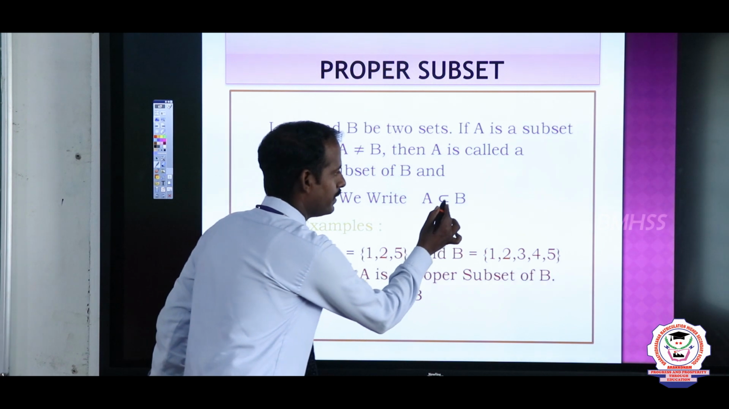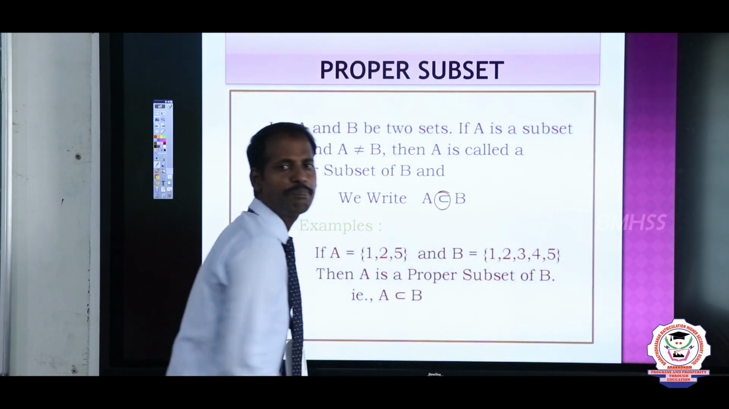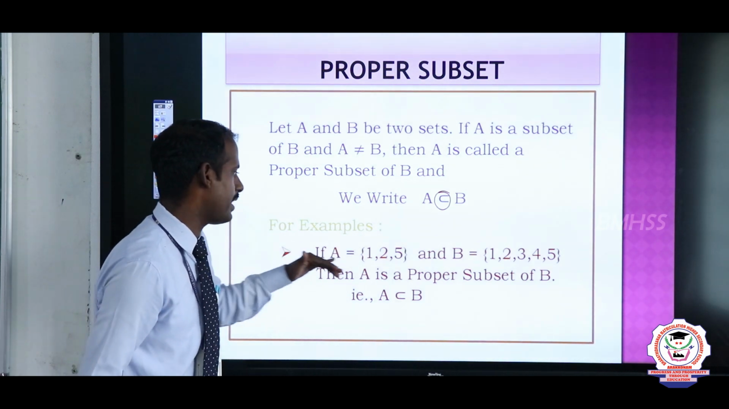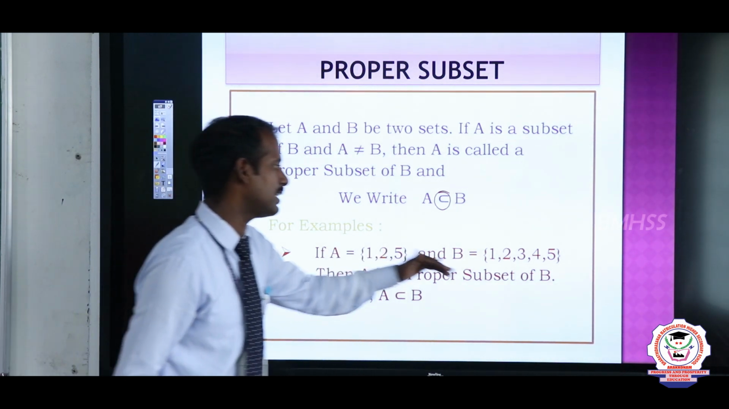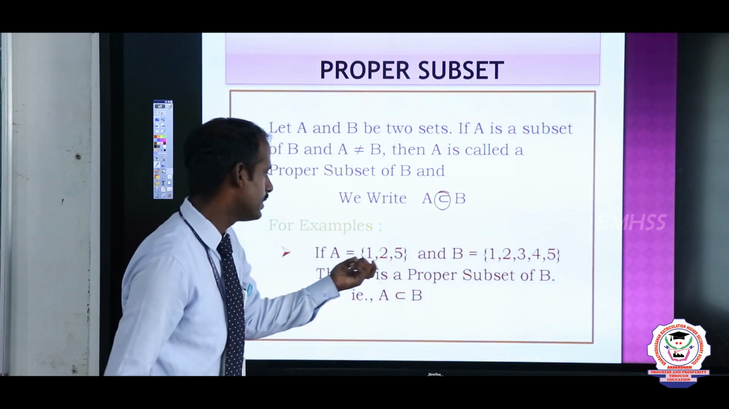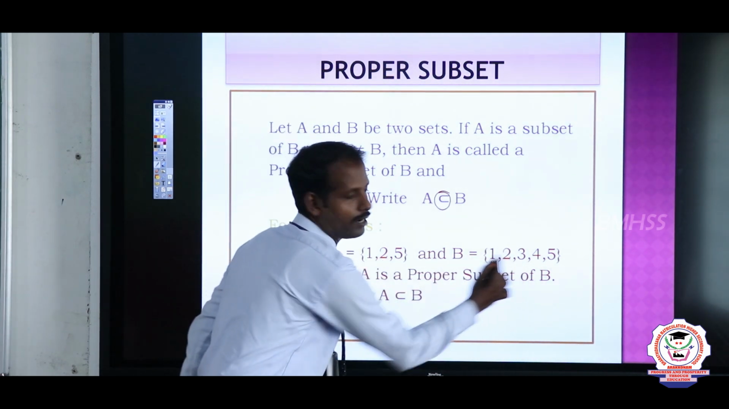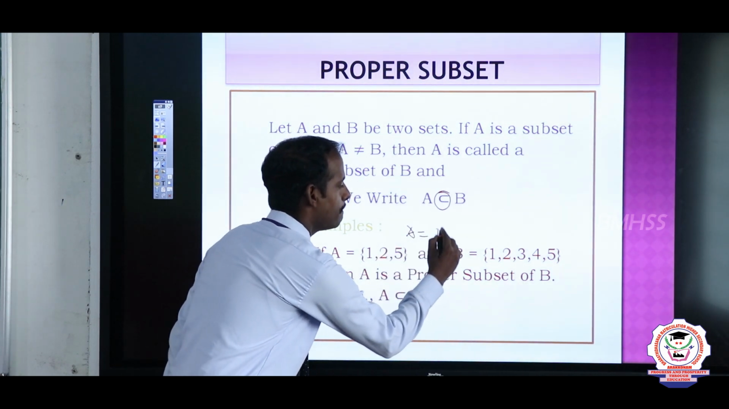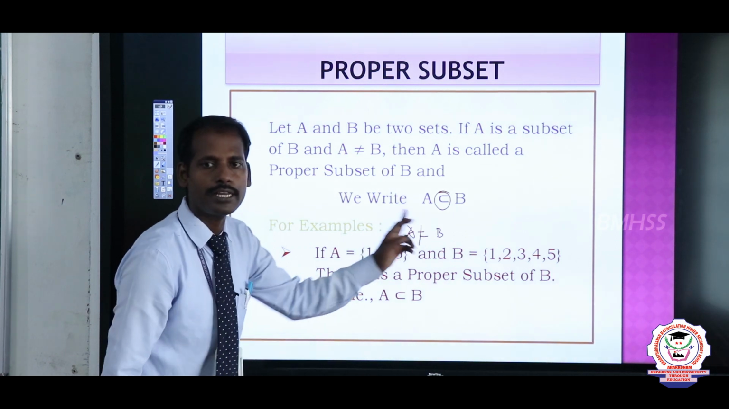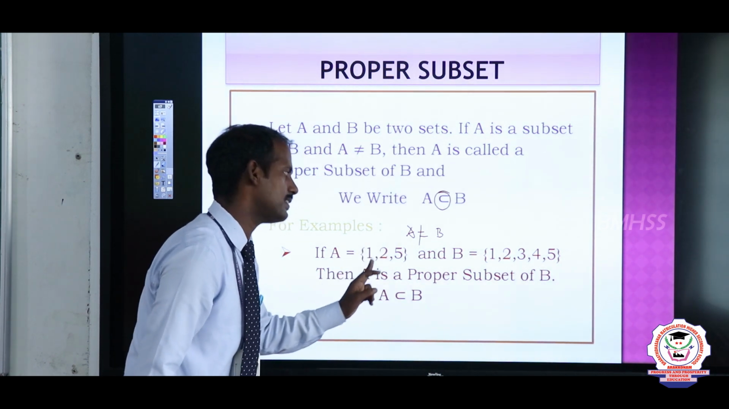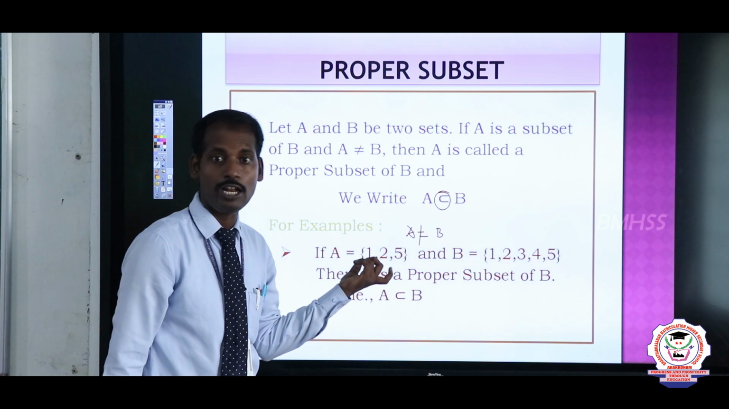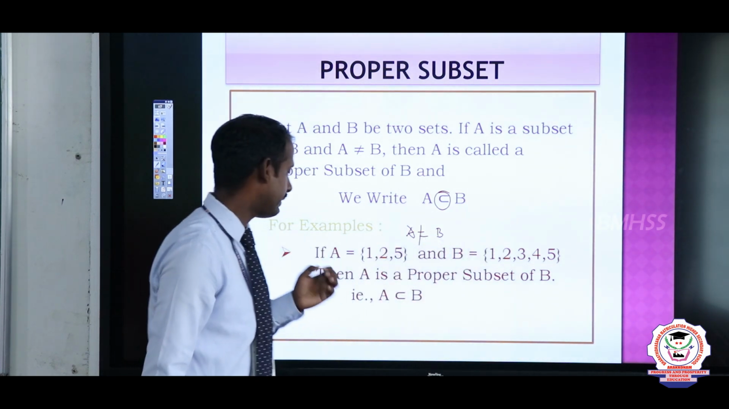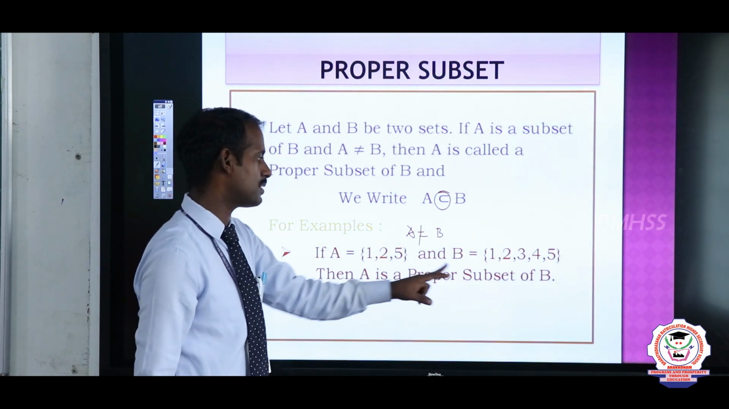Here proper subset means one set has fewer elements. For example, if A set is {1, 2, 5} and B set is {1, 2, 3, 4, 5}. Here 3 elements are there in A, and here 5 elements are there in B. So here A must not be equal to B, because the number of elements in A set and B set are different. So A set is not equal to B set. And then another condition, A is a proper subset of B.